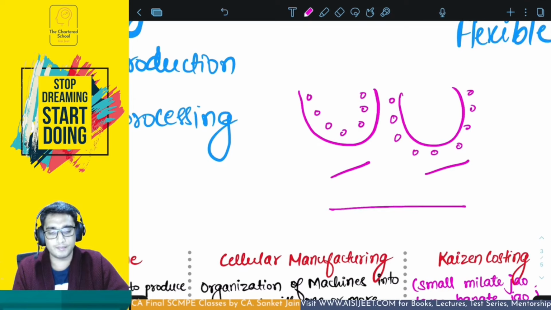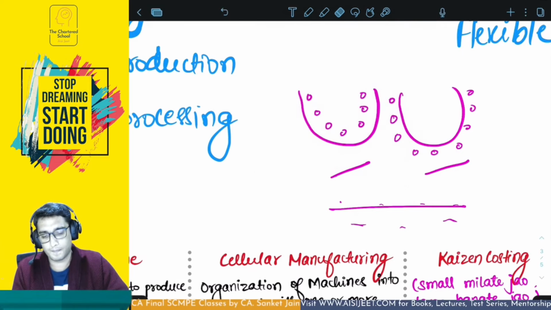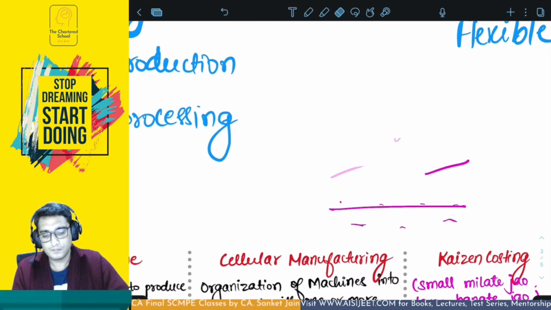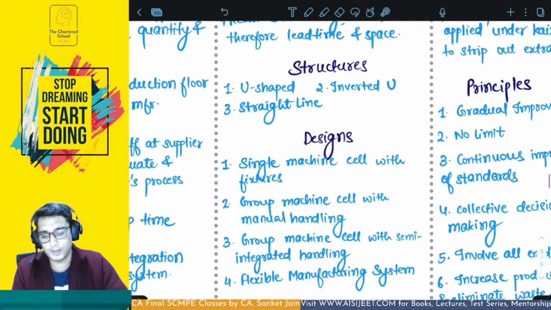And a straight line is simply a straight line. You can have the machines here. Okay, this is a straight line. Understood? So that was U and inverted U. There are three structures that have been talked about in your material.